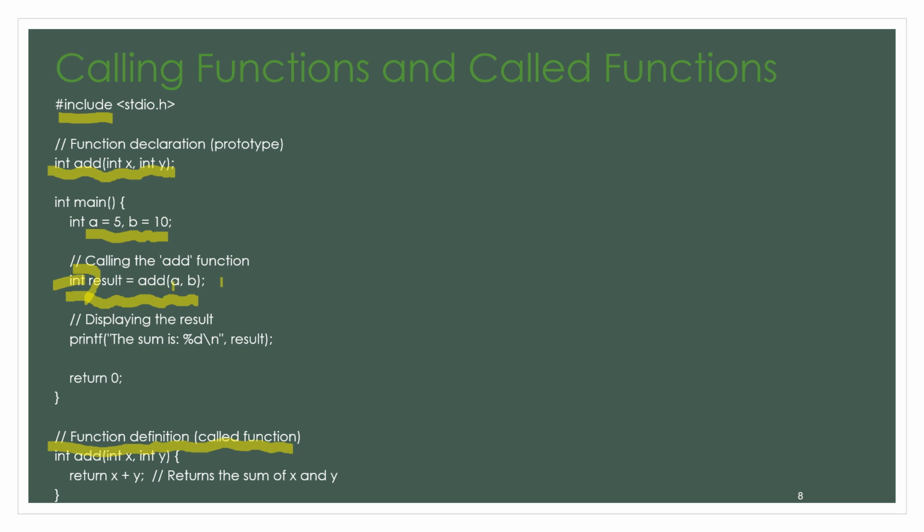So it returns the sum of x and y, 15, as the value to the calling function. So now the value 15 is stored in the variable result. After that it prints the sum. So the output of this program is: the sum is 15. So normally the user-defined function consists of three parts, that is function declaration, function call, and function definition.